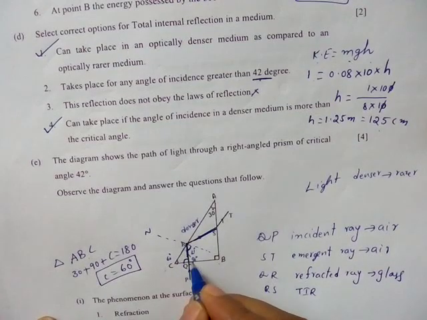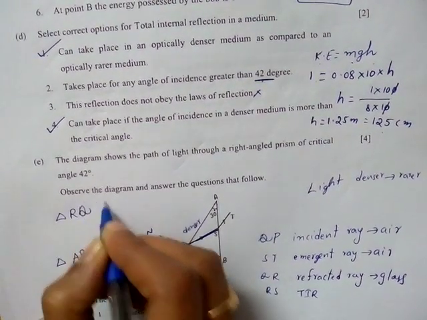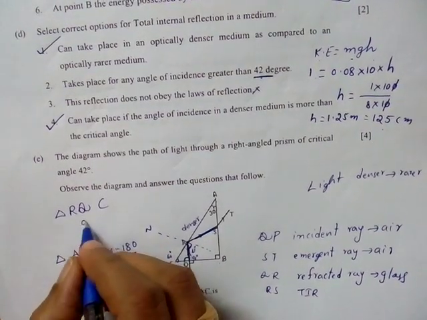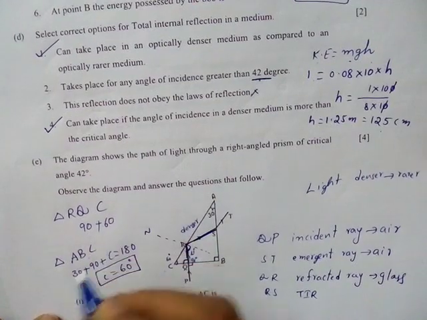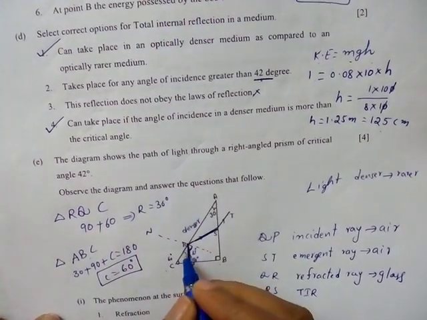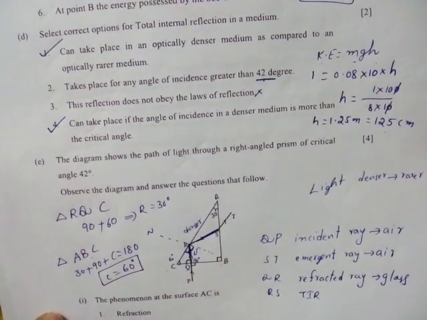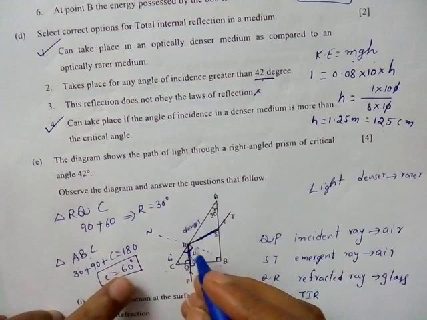So in this triangle RQC, you check. One is 90 degree, Q is 90, C is 60. Then R will be how much? R will be 30 degree, yes or no? Sum of interior angles in a triangle is 180. That's why I can take R as 30 degree.